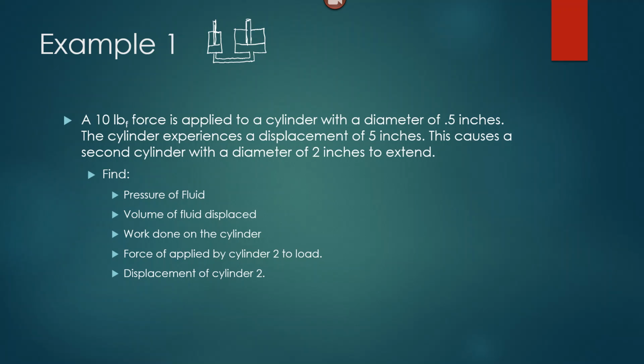Right, cylinder 1 has a diameter of, let's write this out, diameter of 0.5 inches. It has a displacement of 5 inches, and it has a force of 10 pounds.